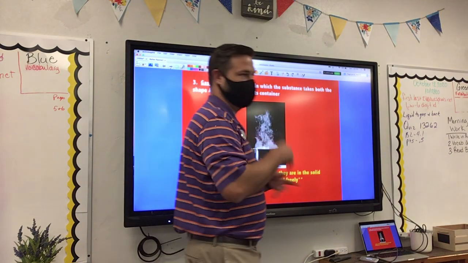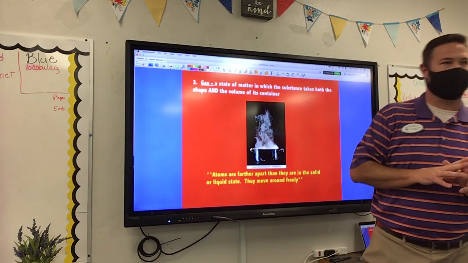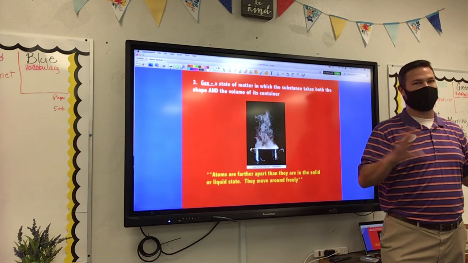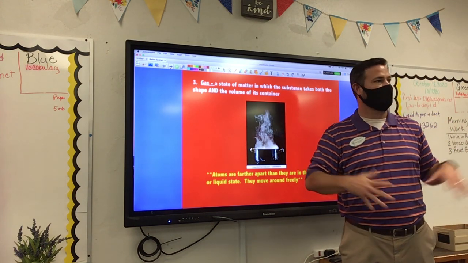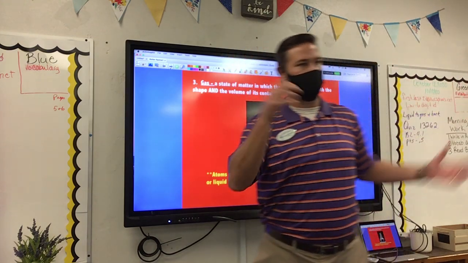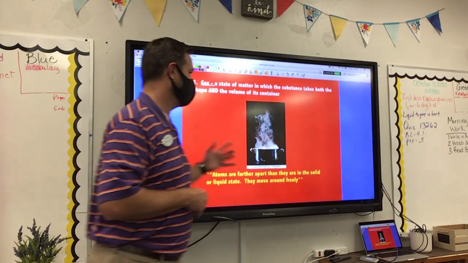Finally is the gas. The gas is the one where they're all bouncing around. They take up the shape and volume of whatever container it's in. If it's a water bottle, if it's in a classroom, if it's in an auditorium, it's that shape of all of the gas.